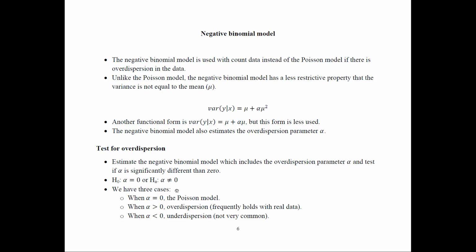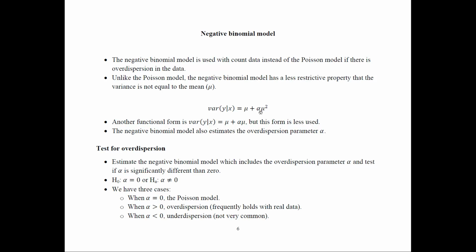So we would have three cases. If alpha is equal to 0, then you can use the Poisson model. If alpha is greater than 0, you have the over dispersion, which frequently holds with real data. And then if alpha is less than 0, then you have under dispersion, which is very uncommon. So I would recommend, instead of estimating the Poisson model, you just go ahead and always estimate the negative binomial model. And if alpha is equal to 0 or not significantly different than 0, then you're justified in using the Poisson model, but the negative binomial model also will work. And if alpha happens to be greater than 0, you definitely have over dispersion in the data.